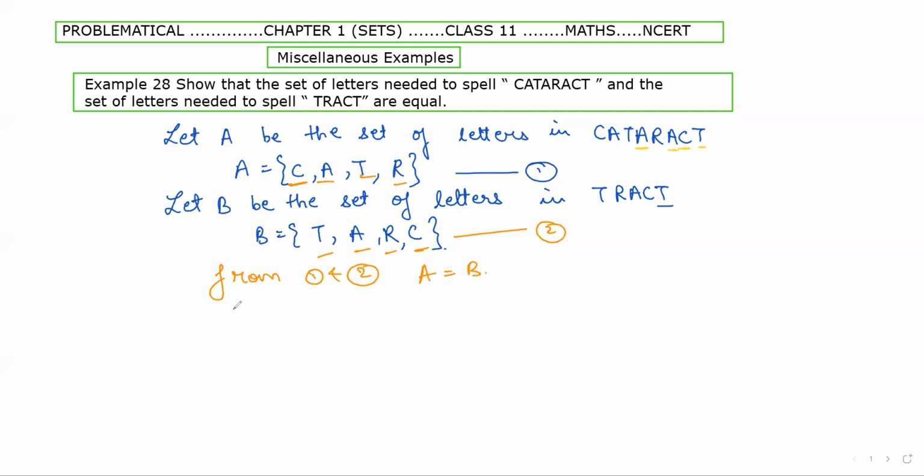Therefore, the set of letters in cataract and track are equal.